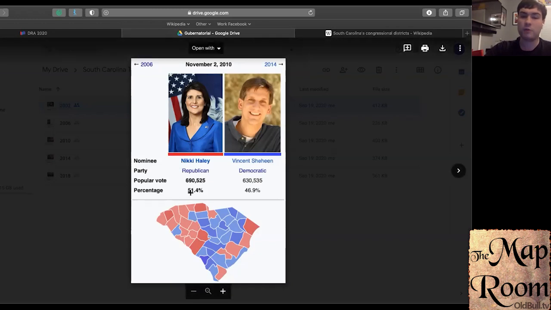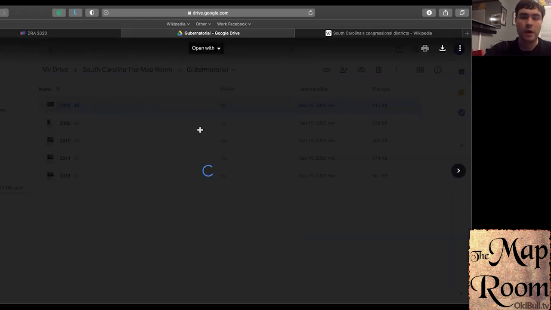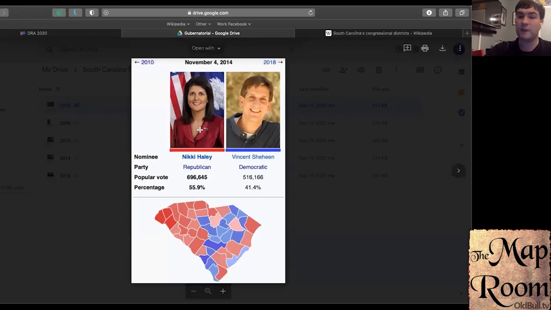So Nikki Haley did really well in a lot of the suburban areas, but did pretty poorly in some of these rural areas, including her home area of Bamberg, where she was from. But she still won this race overall. This isn't out of step with previous elections in South Carolina. State level races tend to be a little bit closer than federal ones. In 2014, though, she decisively defeated Sheehan in a rematch.